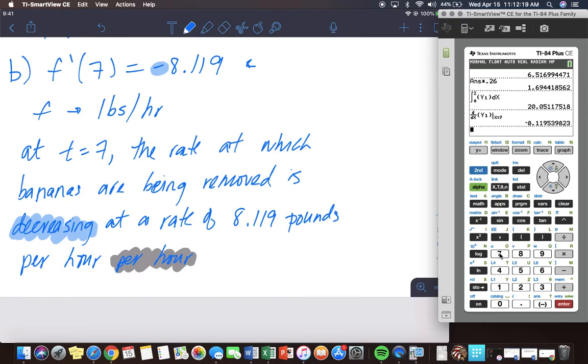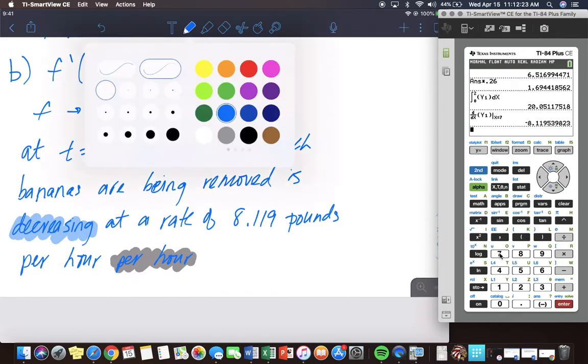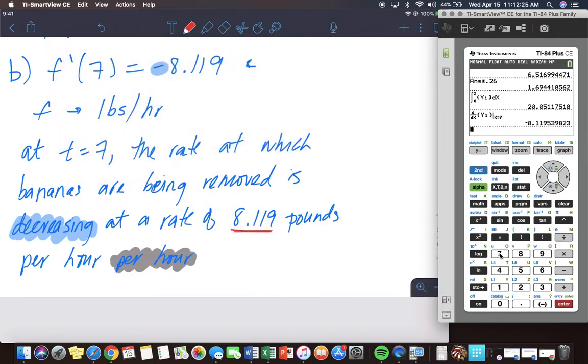Remember, we always try to answer with our number, our units, so the pounds per hour, and at a specific time. So make sure you always give number, unit, and time. That one's a little tricky, but I think you guys are capable of doing it.